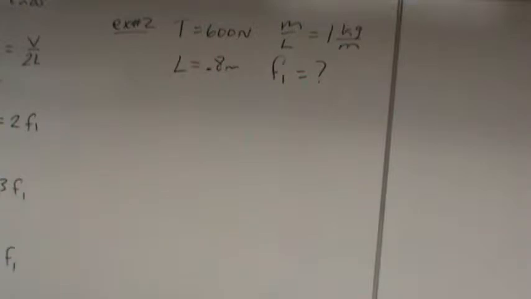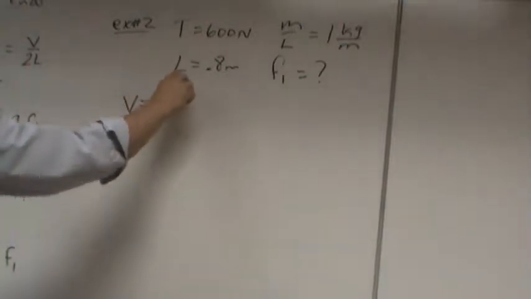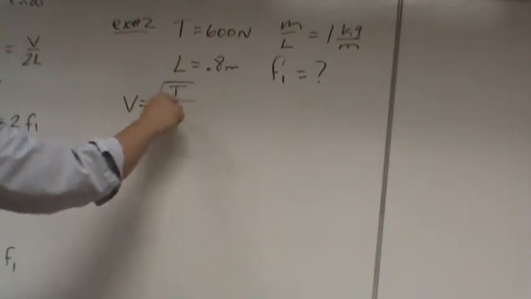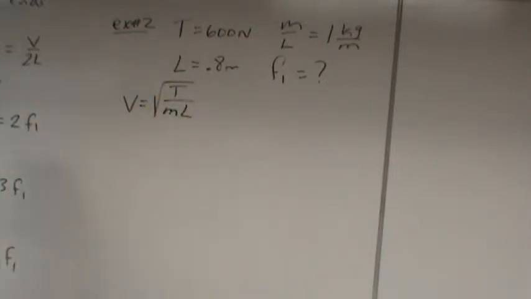Please do that now. I'll give you a hint. You will have to use this formula: the speed of a wave on a string equals the square root of tension over linear density. Good luck. I'll give you 60 seconds.